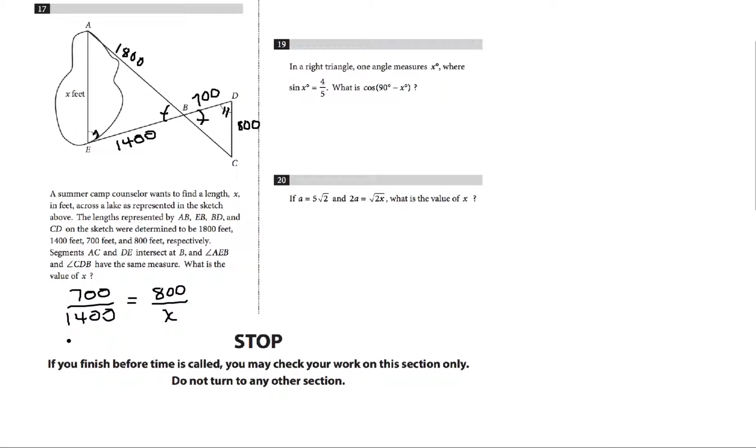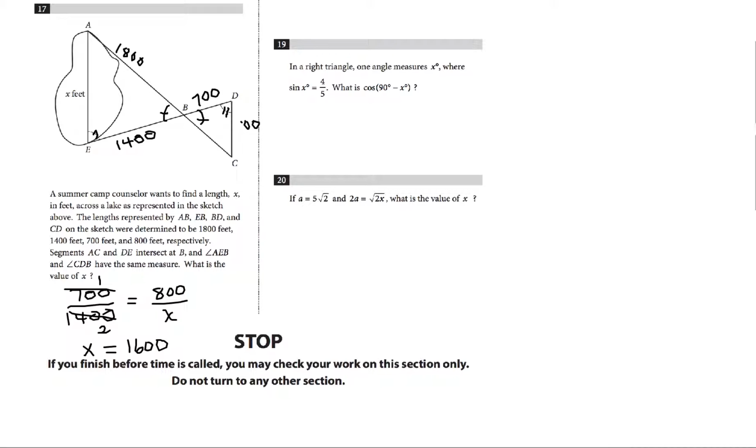So we're going to cross multiply. I think what I did was I just did this. I said 1/2. 700 goes to 1,400 2 times. So we get x equals 1,600. And that's your answer. And you fill that in.